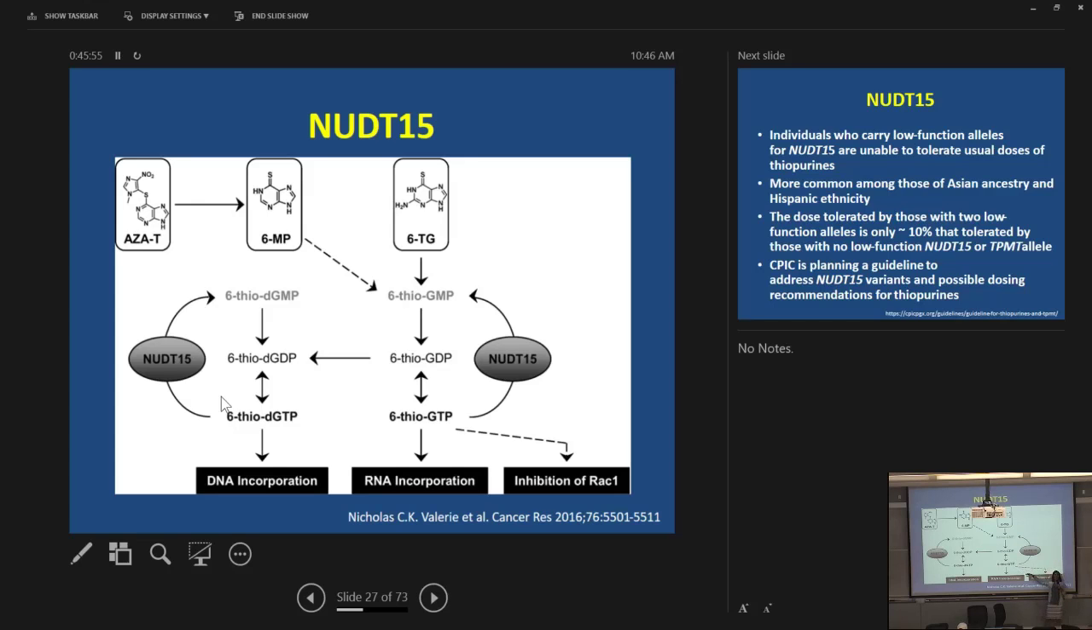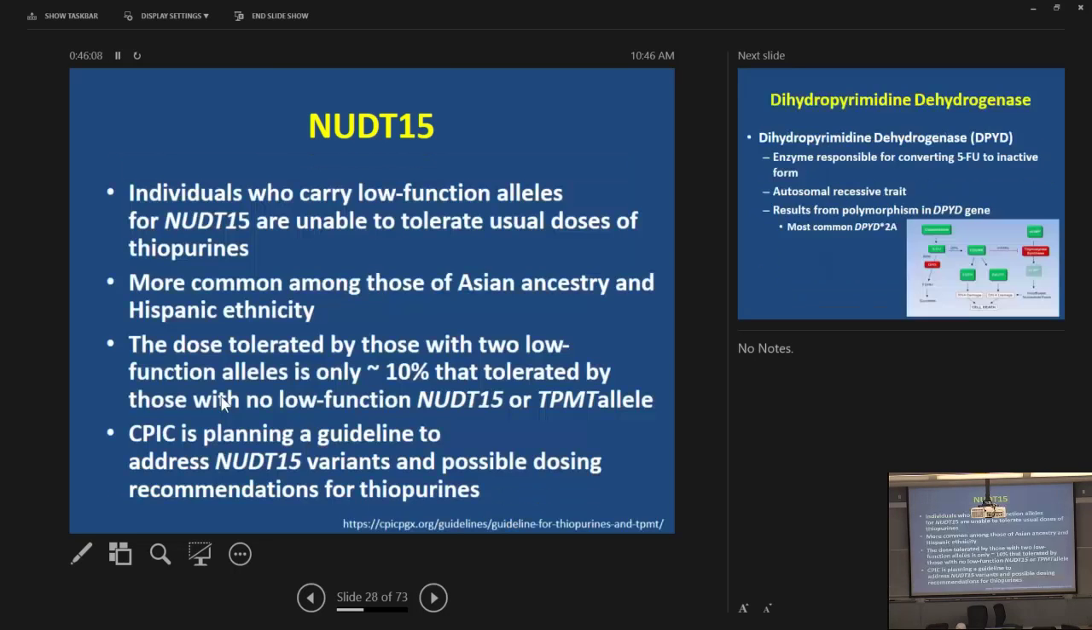You're getting a lot of accumulation of that triphosphate, which is going to get incorporated, which is going to cause a lot of myelosuppression. Okay. So this NUDT15 has now been discovered. People who have low functional alleles are unable to tolerate thiopurines, so they have a very similar response to those people who have deficiencies in TPMT. They get severe myelosuppression, right?